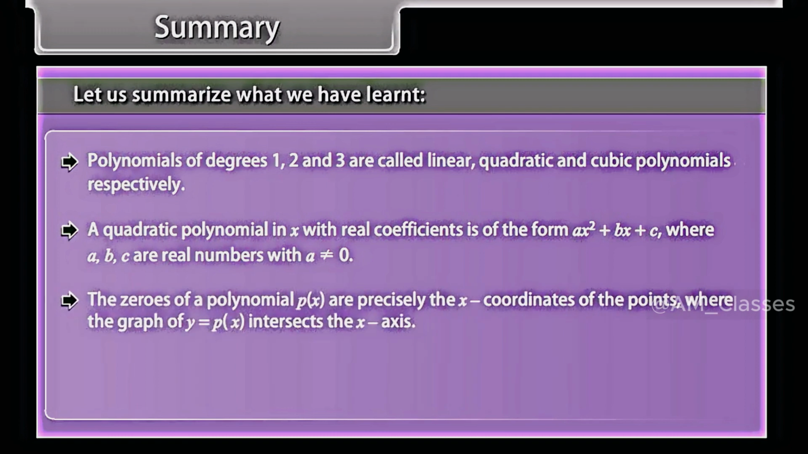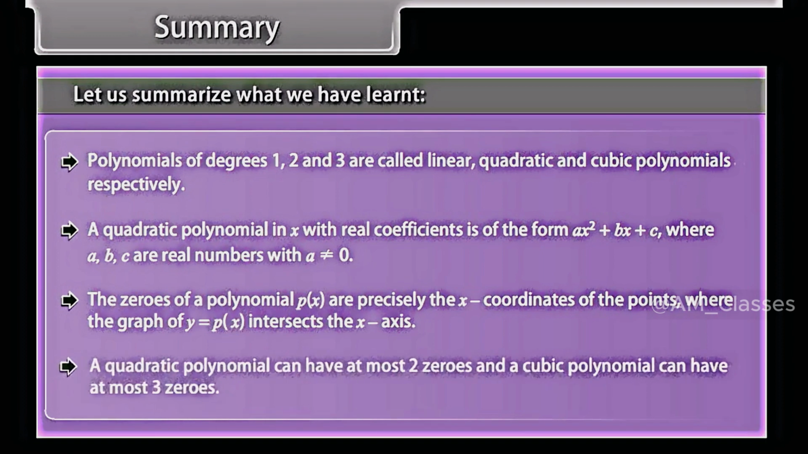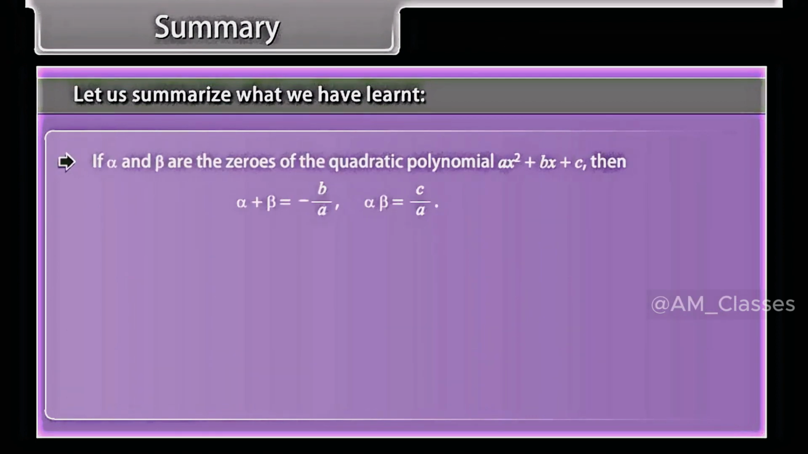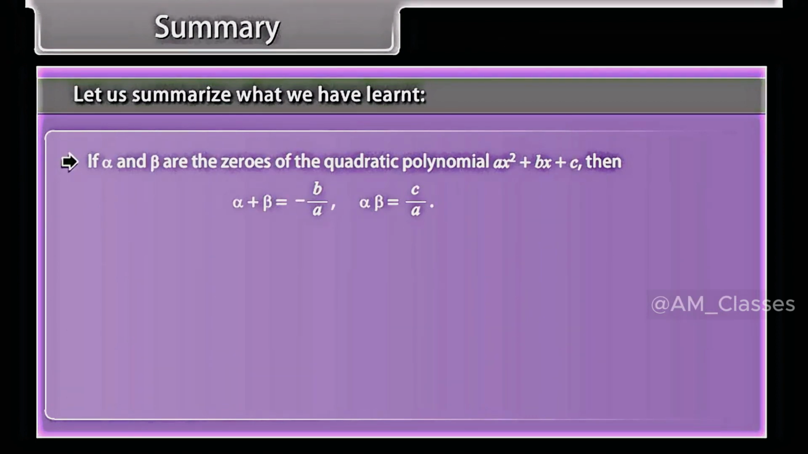The zeros of a polynomial p(x) are precisely the x-coordinates of the points where the graph of y equals p(x) intersects the x-axis. A quadratic polynomial can have at most 2 zeros and a cubic polynomial can have at most 3 zeros. If alpha and beta are the zeros of the quadratic polynomial ax square plus bx plus c, then alpha plus beta is equal to minus b upon a, alpha beta is equal to c upon a.